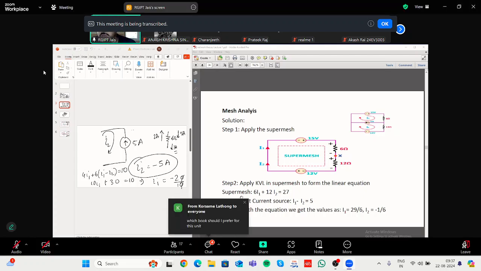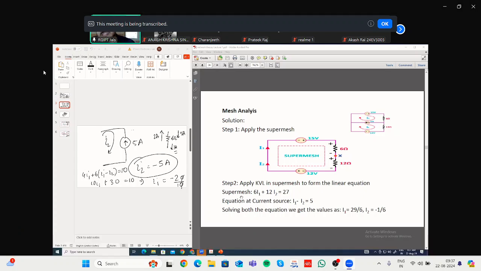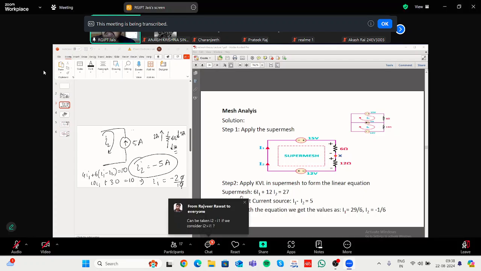Which book should I prefer for this unit? See, as per the textbook, the Sadiku book, that is important. This is standard if you are preparing for GATE. There are also many Indian authors' books, which are not mentioned there. I will share one such book in the group, then it will be easier for you. There is a book of circuit theory by Abhijit Chakravarti. It is a very old book.